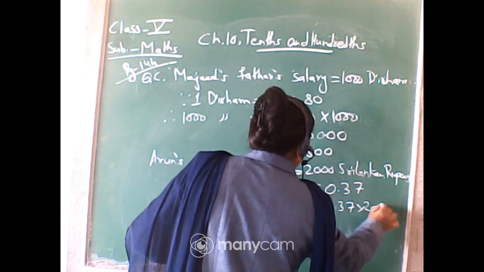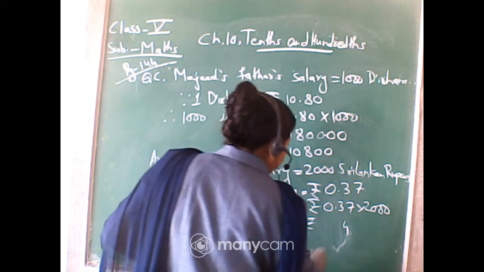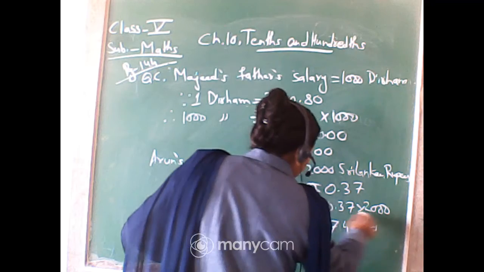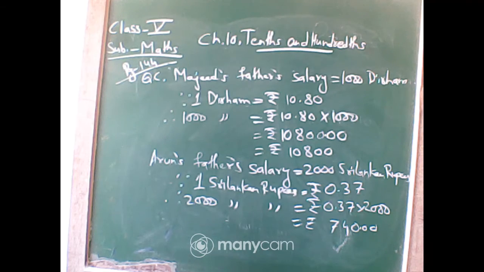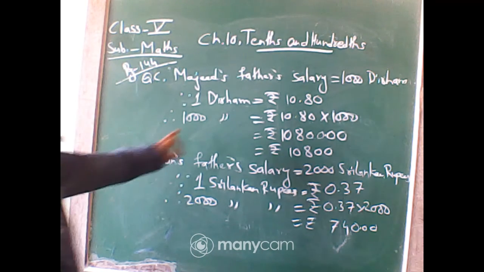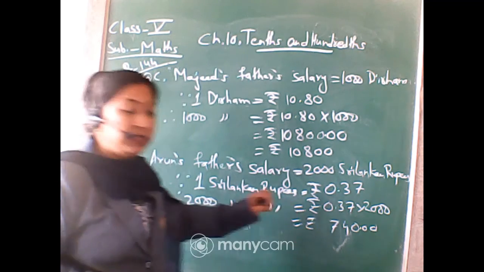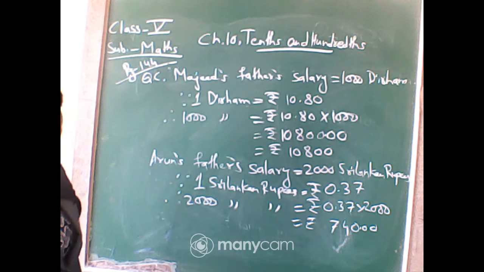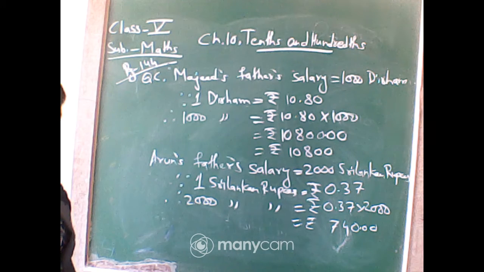0.37 into 2000. So when you are multiplying, it is 2 sevens are 14, carry 1, 2 threes are 6, 7, 1 2, 3 zeros. After the 2 here will be the point. That means rupees 740. So for Indian rupees, Majid's father's salary is this much, and Arun's father's salary is this much. So who is getting more salary in Indian rupees? It is Majid's father getting the more salary. Okay. So you will write the answer that Majid's father gets more salary in Indian rupees than Arun's father.